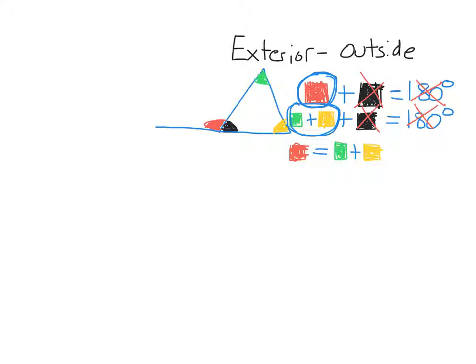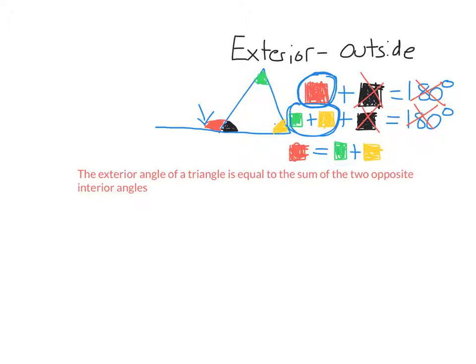So the red angle must be equal to the green angle plus the yellow angle. So what we're saying is the exterior angle is equal to the 2 angles inside the triangle that are opposite. So what I've said in red is just a more formal way of putting it. This is the rule you need to know. The exterior angle of a triangle is equal to the 2 opposite, so facing, those 2 interior angles, the 2 opposite interior angles. Remember, interior means inside the triangle, exterior outside the triangle.